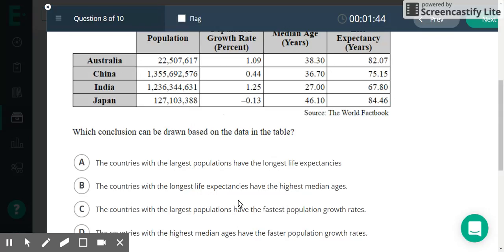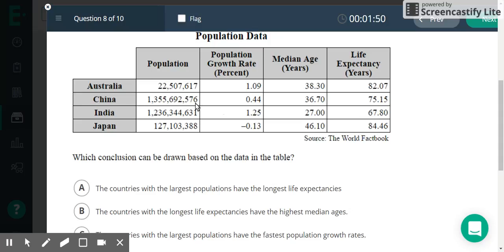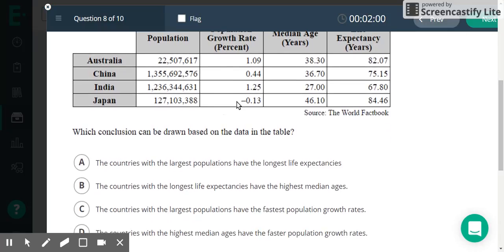The countries with the largest populations have the fastest population growth rates. But here's the largest populations, China and India. Do they have the highest growth rate? Well, 1.25 is high, but 0.44 is not one of the highest. So that wouldn't be right.